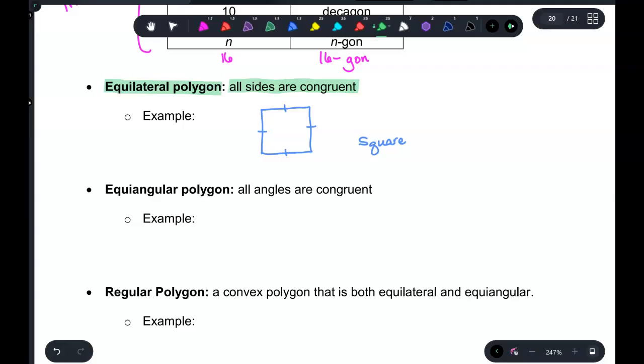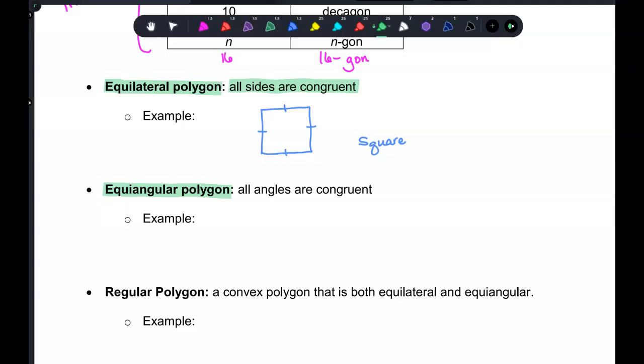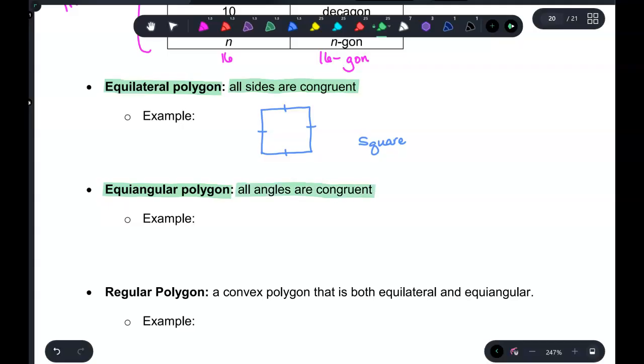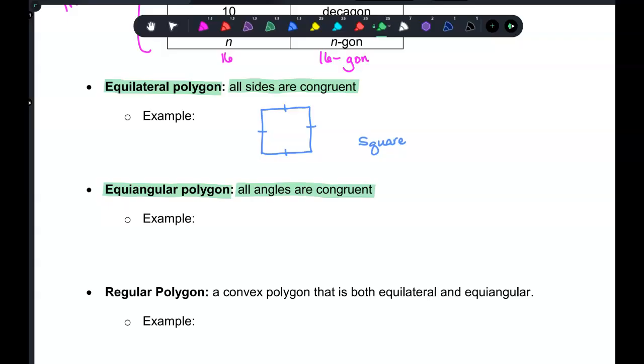So instead of equilateral, we say it is equiangular. Well, look at the second part of the word, right? Angular. So all angles are congruent. I know I could pick a square, but let me pick something else. How about a pentagon? Okay, let's go with a pentagon.